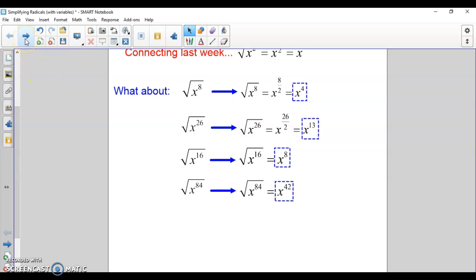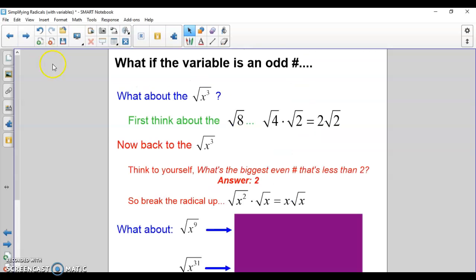Now, the harder part of this is, what about square root of x cubed? Cubed, the third power, is not an even number, so we can't just cut that in half and call it x to the 1.5. That does not make sense. First thing I want to do is bring back something that we've talked about, square root of 8. 8's not a perfect square, so we broke it up, 4 and 2, took out some of it, which square root of 4 is just 2, and then the square root of 2 was left over inside. We're going back to this.